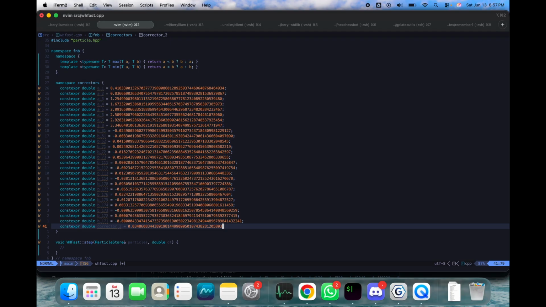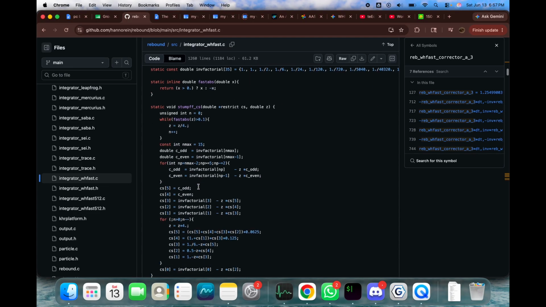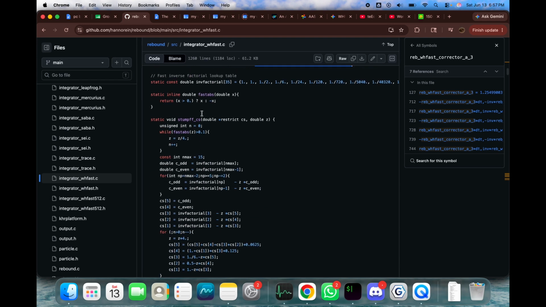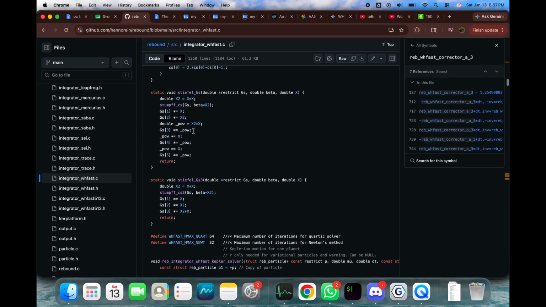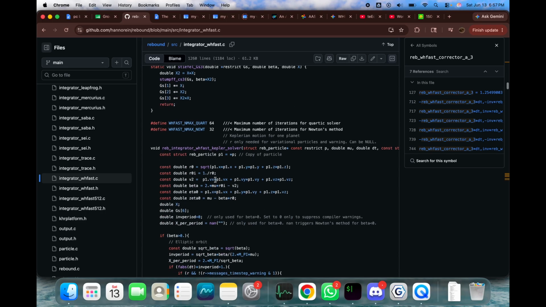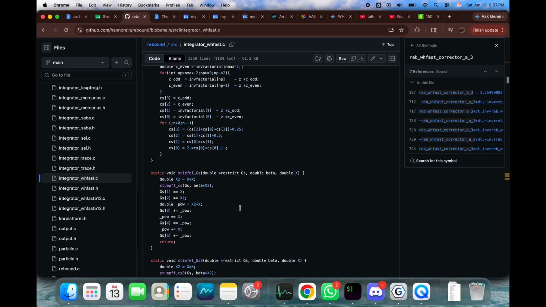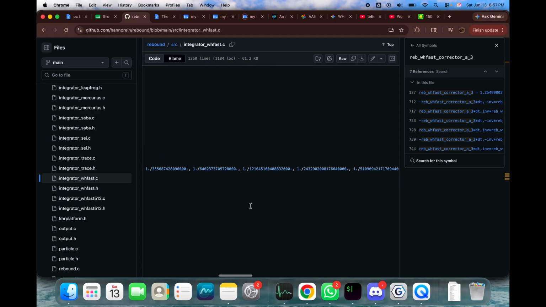Okay, that's done now. Our giant table of numbers. Now I'm going to deal with, I guess I'm going to deal with inverse factorial, everything that's trivial. Yeah, basically everything other than ending with the Kepler solver. Okay, so we have a giant inverse factorial table.